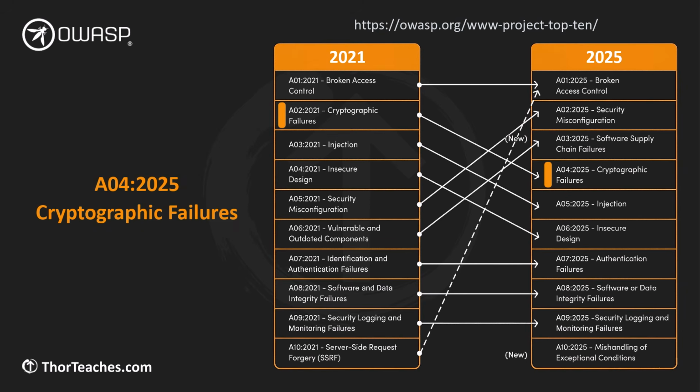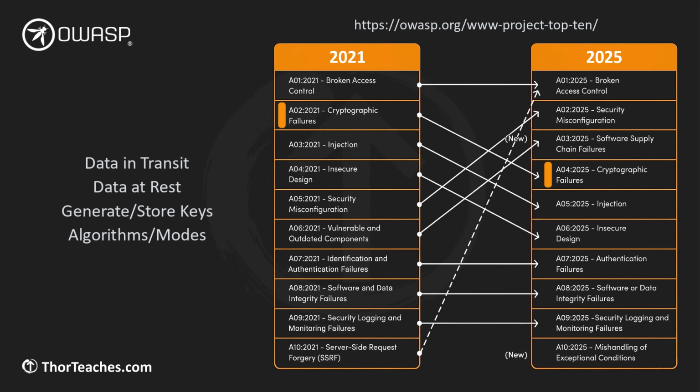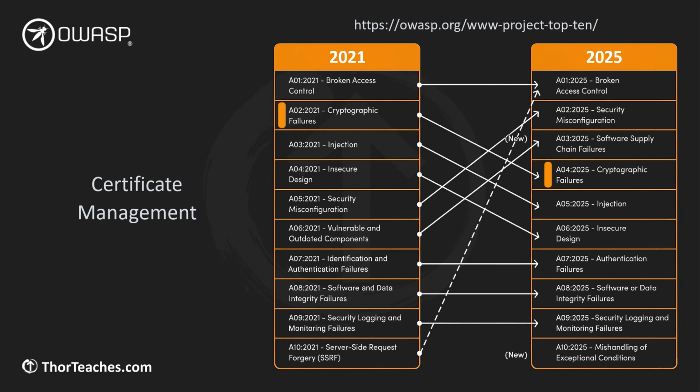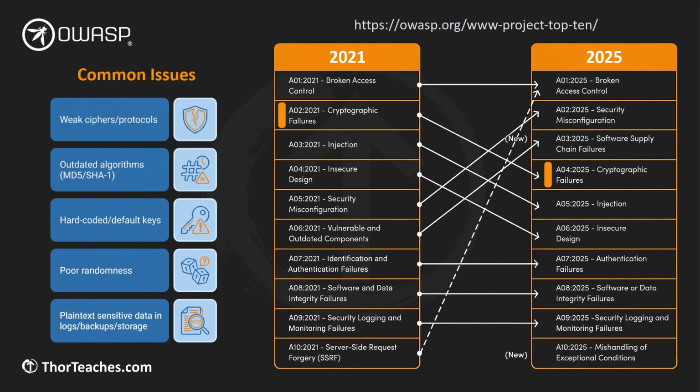A4 is cryptographic failures, and this isn't just about forgetting to turn on HTTPS. It covers everything around how you protect sensitive data in transit and at rest, how you generate and store keys, and which algorithms and modes you pick. We're long past the days where encryption being too slow is a real excuse. Modern CPUs have hardware support for common algorithms. Cloud providers make certificate management easier than it's ever been, and yet we still see weak ciphers, outdated protocols, default keys, hard-coded keys in source code, poor randomness, and broken password storage everywhere.